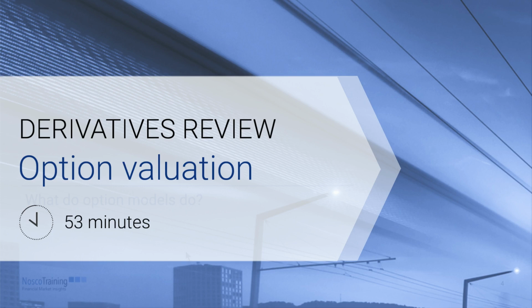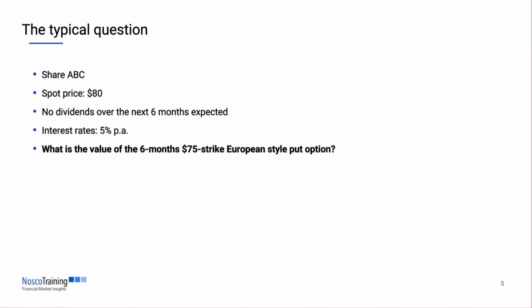Good. So what do option models do? And I think with what do option models do, the best thing usually is to look at examples. So let's look at an example here. This is a very typical question. It's kind of the easiest example I can think about.